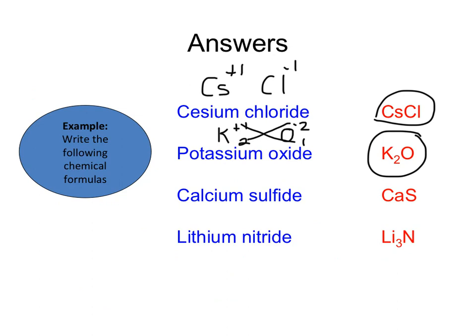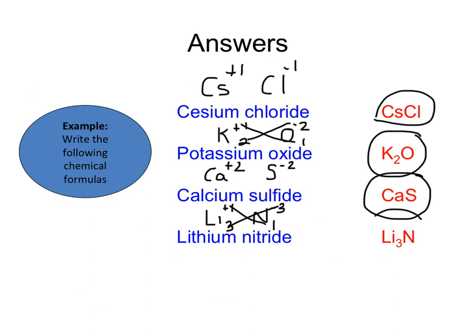The next one is calcium, which is Ca. It's in group 2A, so it's +2. Sulfur is going to be in group 6A, so it's going to be a -2. The +2 and the -2 will neutralize each other, and so they're going to come together in a 1-to-1 ratio of CaS. And the last one, I've got lithium, which is in group 1, so it's +1. Nitrogen is in group 5A, so it's a -3 charge. Those are not equal to each other, so we're going to go ahead and bring the subscripts of 3 and 1 down, and that gives us a 3-to-1 ratio for lithium nitride.